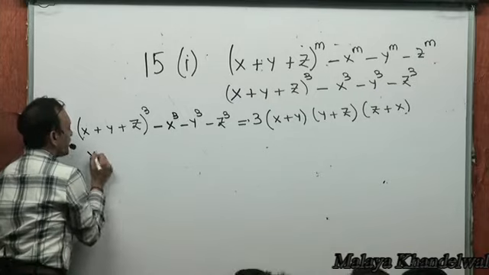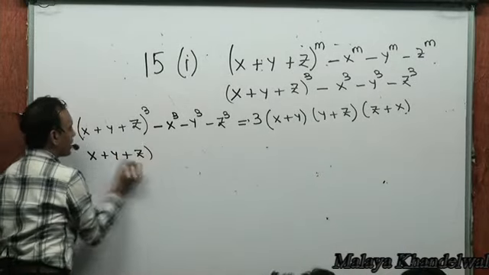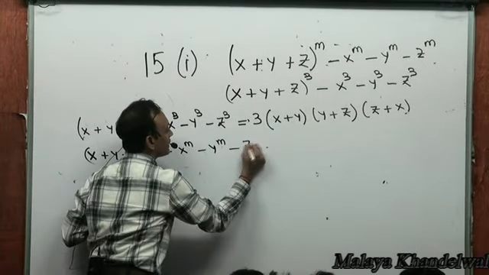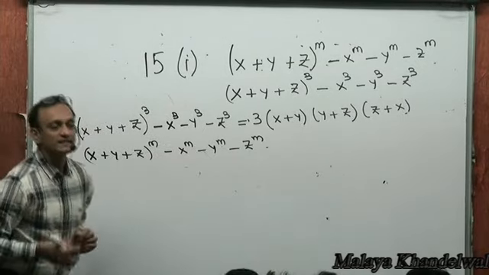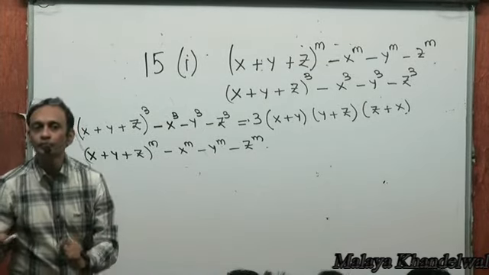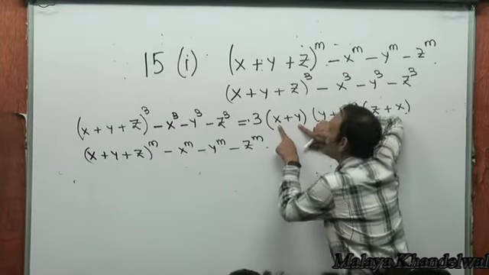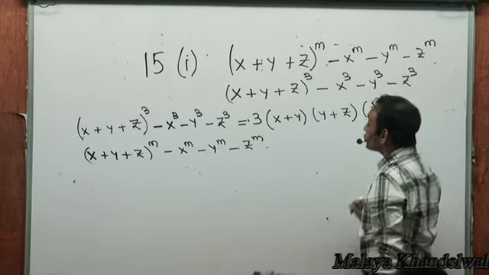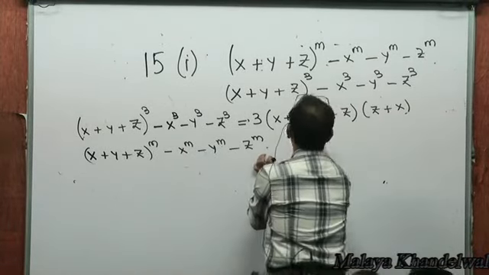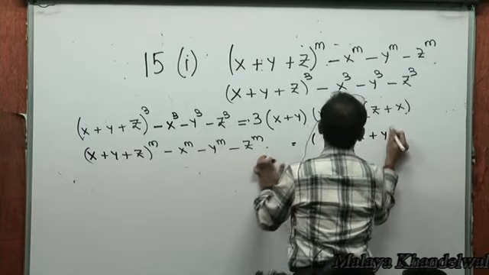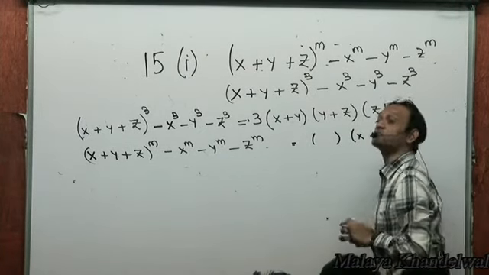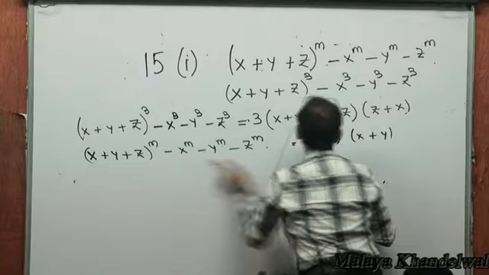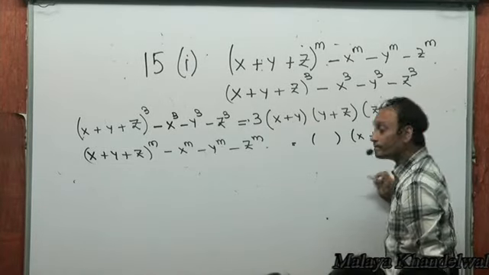Which means (x plus y plus z) whole to the power m minus x power m minus y power m minus z power m, when m is odd. Let's venture into establishing that x plus y is a factor of this. Then x plus y will divide this, right? If I factorize this, then this would be something into x plus y. I plan to establish that this could be written as something into x plus y.